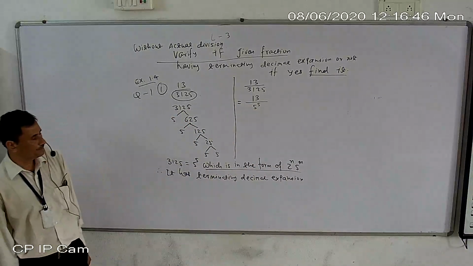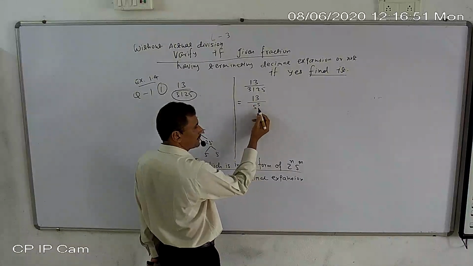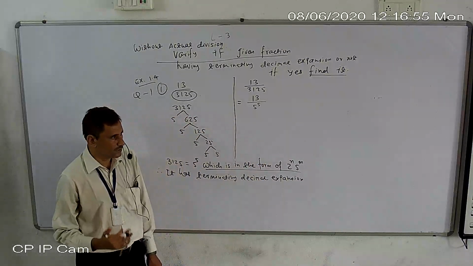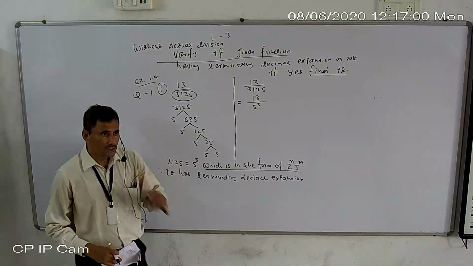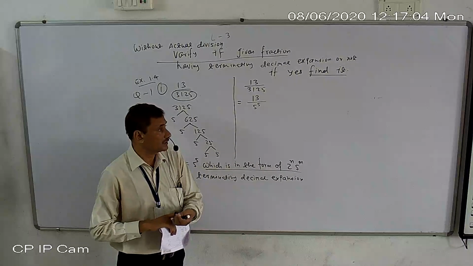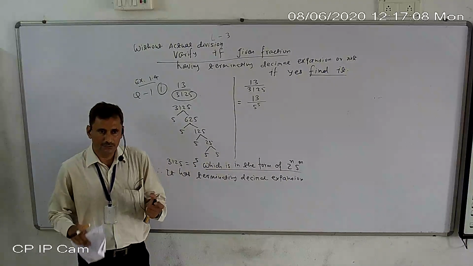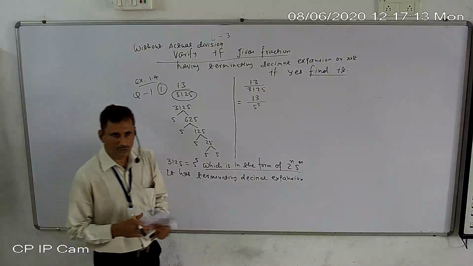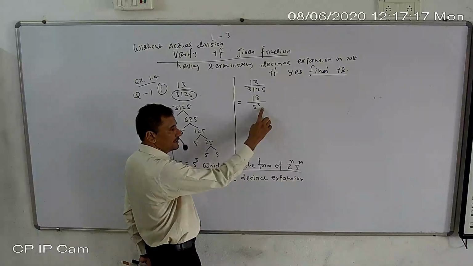Then what to do? Our purpose is to find here in the denominator 10 raised to n, meaning either 10 raised to 1, 10 raised to 2, 10 raised to 3, 10 raised to 4, like this. Whenever in the denominator there is 10, 100, 1000, 10,000 like this, at that time you can divide the number orally without doing any division. So our purpose here is to find 10 raised to something.